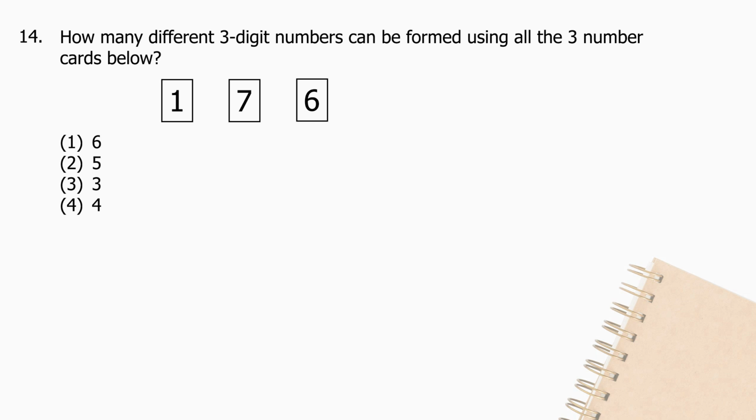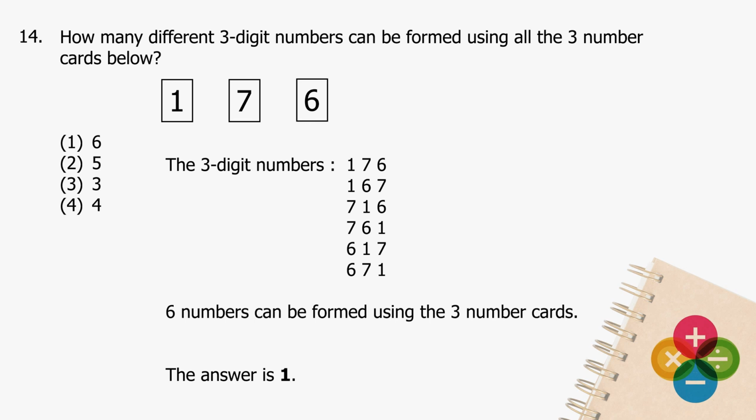Question 14. How many different 3-digit numbers can be formed using all the 3 number cards below? 1, 7, 6. The three-digit numbers will be 176, 167, 716, 761, 617, 671. 6 numbers can be formed using the three number cards. The answer is 1.